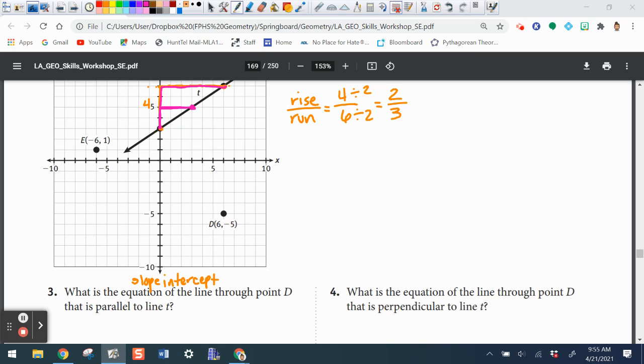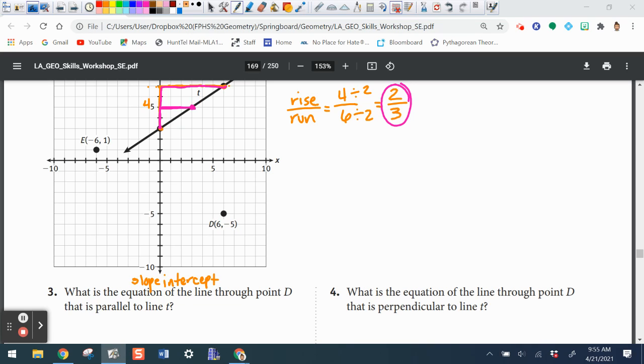So we now have the slope of line T, which is 2/3, and we know that the equation of a parallel line has to have that same slope. So I'm going to use 2 different methods to figure out the equation of the line through point D that is parallel to line T. And you can decide from here on out which method you prefer.